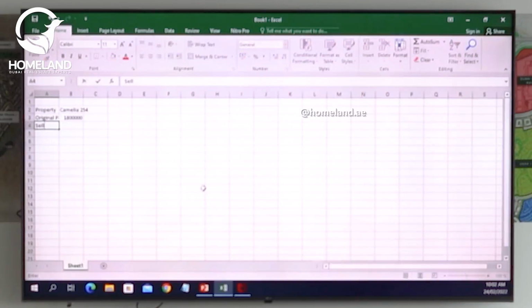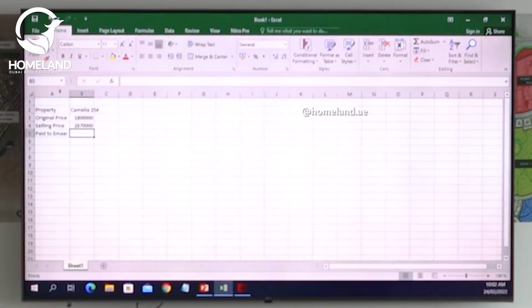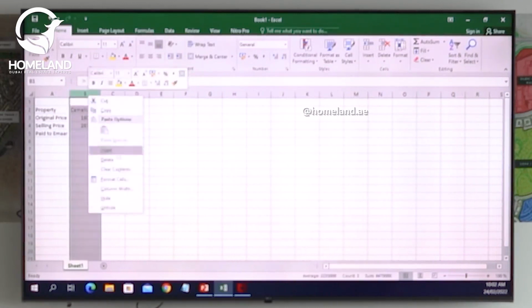Selling price 2.6. How much has been paid? 1 million has been paid. And the premium. Premium is the difference between these two figures.